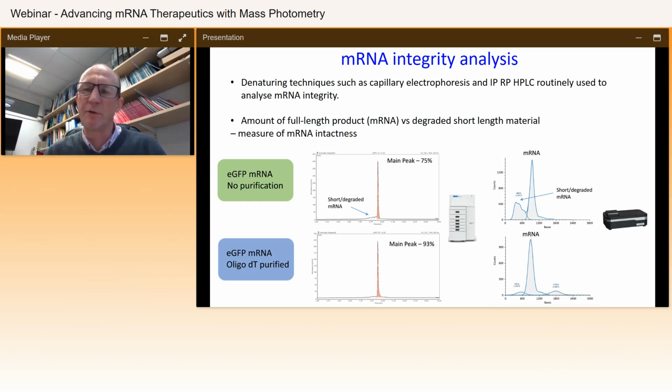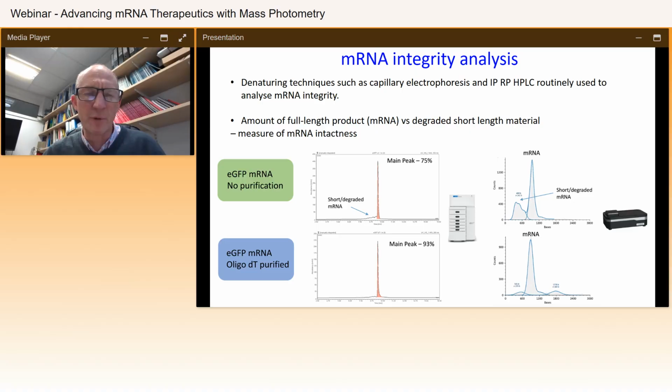Now we can take the same material through into the mass photometry instrument, and with this being a single molecule technique, it's very sensitive for looking at those smaller amounts of degraded material. One of the caveats of using chromatography is we have a wide range of different short fragments, so our signal intensity or the UV absorbance is spread across all those fragments, making it very difficult to detect. With mass photometry, we don't have that problem, and we get the benefits of being a single molecule technique. So on the right-hand side, you can see the mass photometry data, and we're able to also detect and measure the amount of those short degraded material to look at RNA integrity.